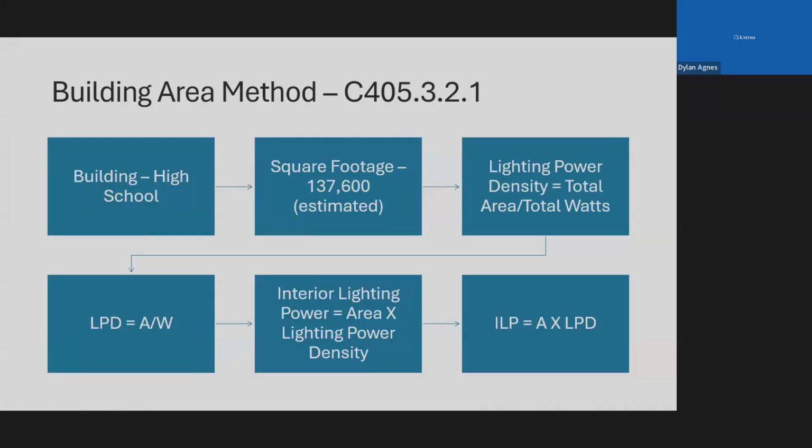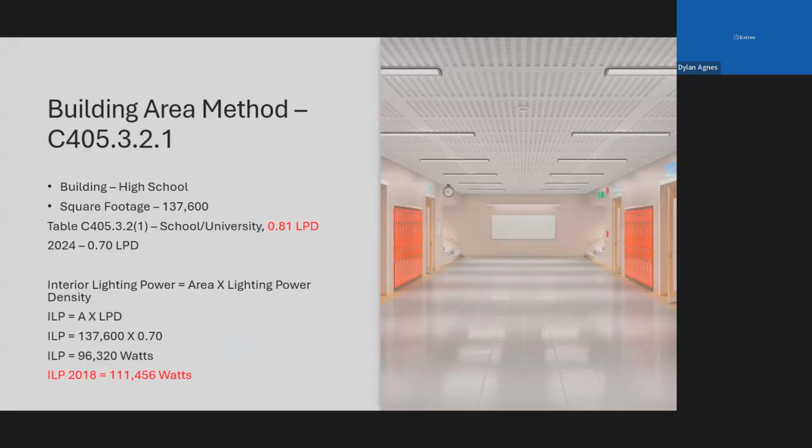So basically, interior lighting power, or watts, equals area times lighting power density. Using the 2018 reference, that is 0.81 LPD. But for 2024, that's going to be dropped to 0.7 lighting power density. So if we take our area times the lighting power density, that gives us 96,320 watts for 2024.